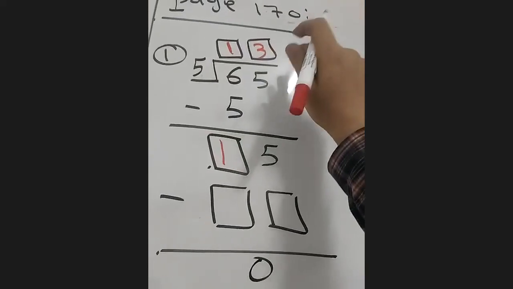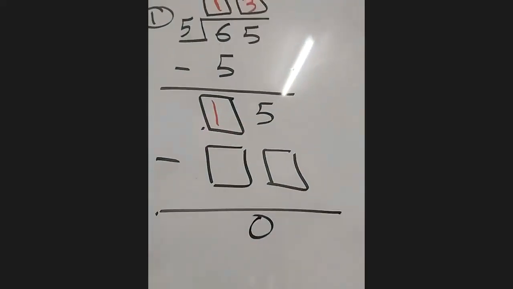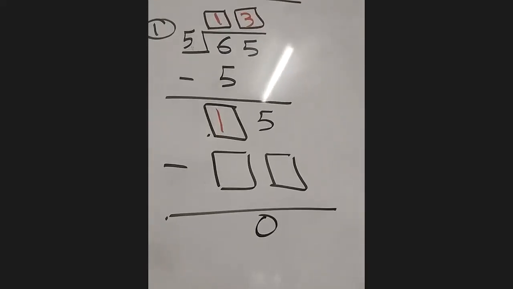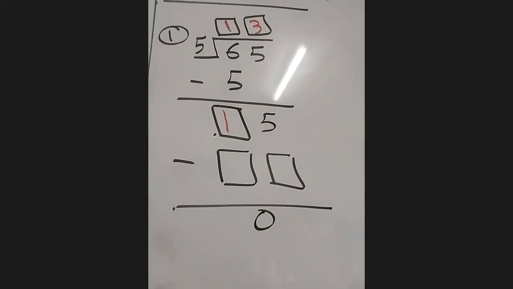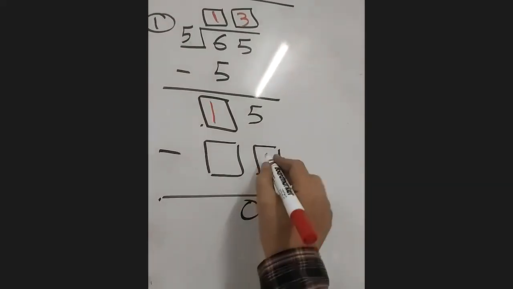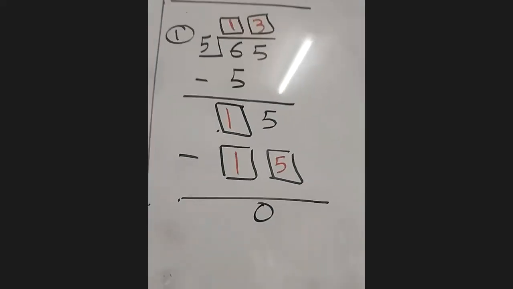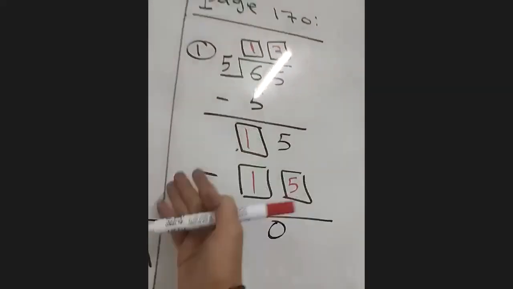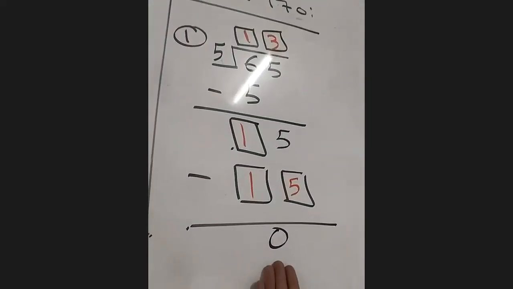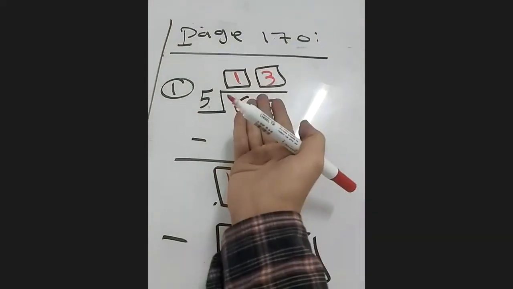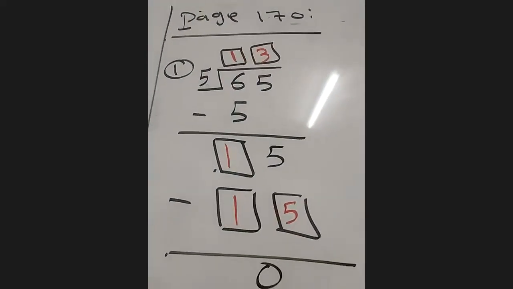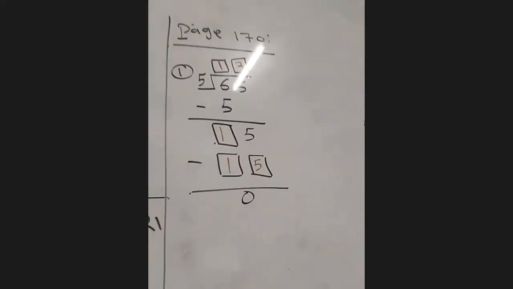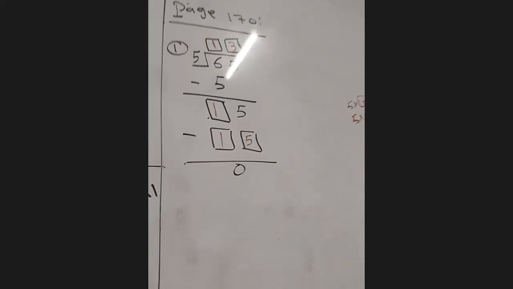3. Good boy. Now 3 multiplied by 5, how much? 15. Where will I put it? Down. 15, right? Now 15 minus 15 is? 0. So the answer is? 13. Excellent boy. This is question 1, guys. Fill the numbers with us.